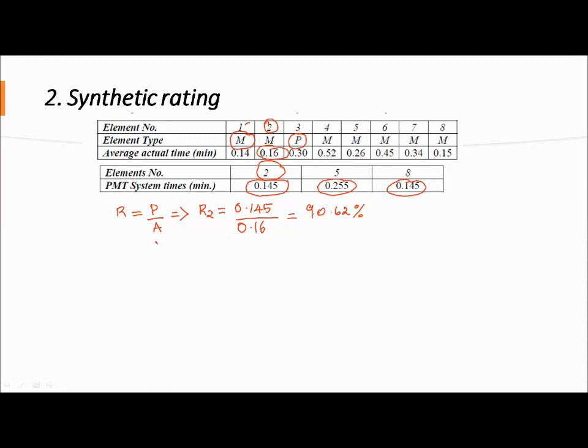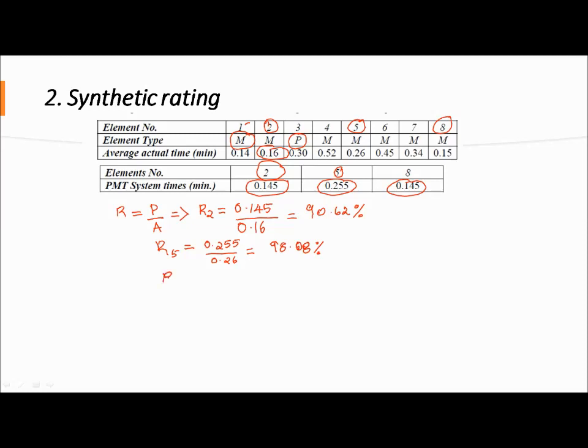percent. Similarly, you find out the rating for the next element. You are just considering 3 elements as I told you: element number 2, element number 5 and element number 8. So you have to find out the rating for all 3. R5 is the ratio of the PMTS value, that is 0.255, divided by 0.26. That comes to something around 98.08 percent.